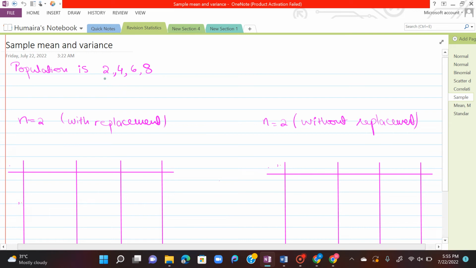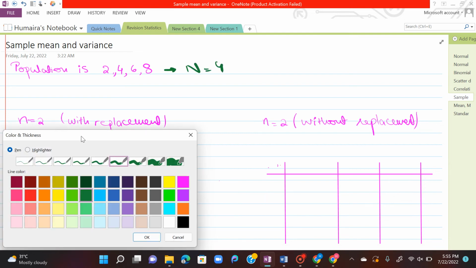For convenience, I have not taken a huge number of values. I have just taken 4 values in the population, that is, total n is equal to 4 values, right?